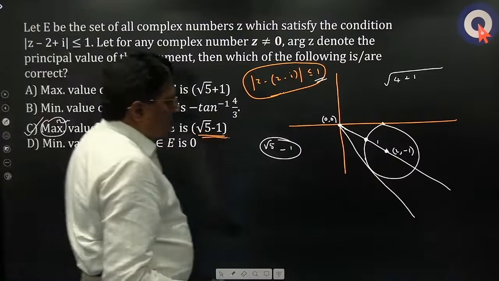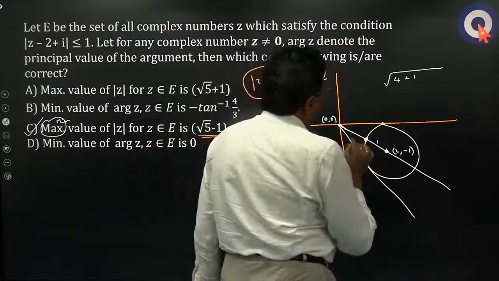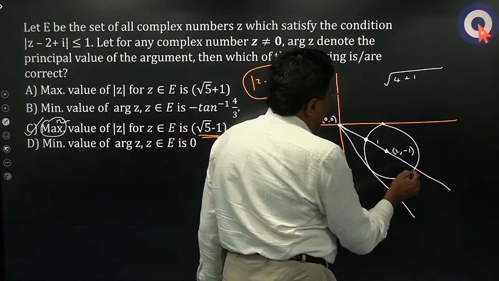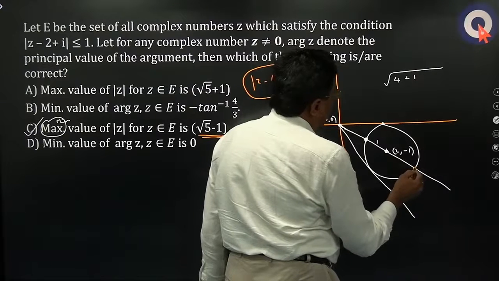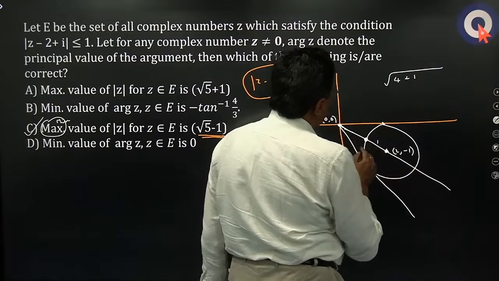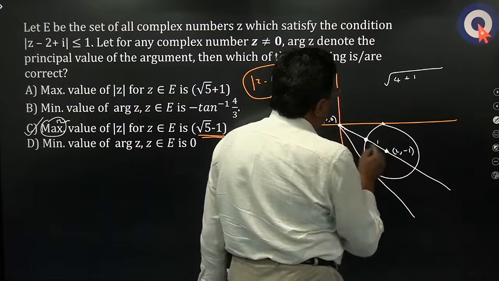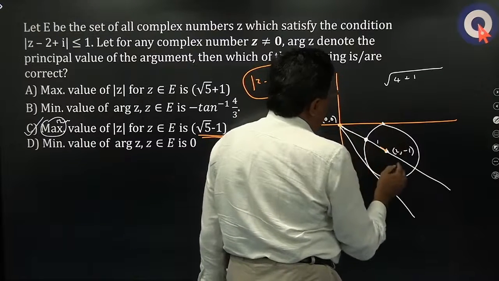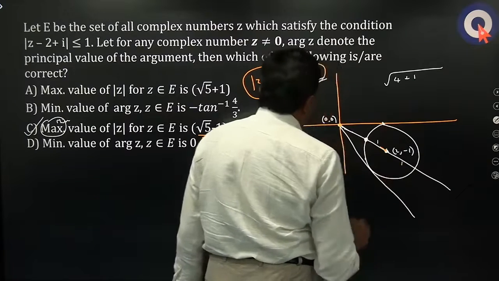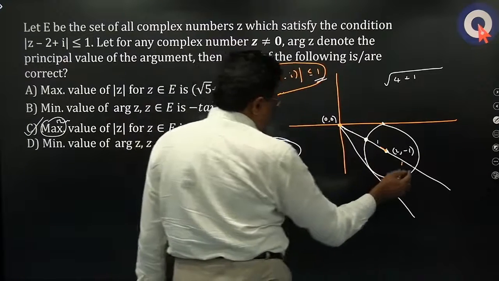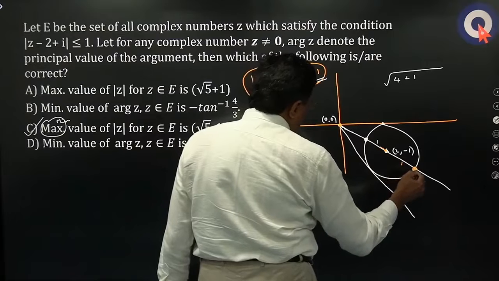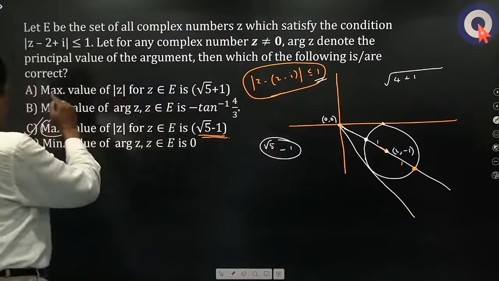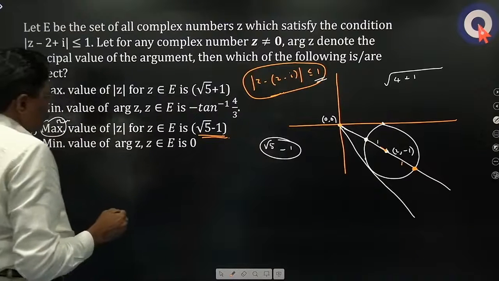Next, maximum value of mod z. When you want the maximum value of mod z, you see when z is here, you get the maximum value, and that maximum value is, this is root 5 anyway, from here to here it is root 5 and the radius is 1 unit. So root 5 plus 1 will become the maximum value. That happens when z comes here. Root 5 plus 1, yeah.